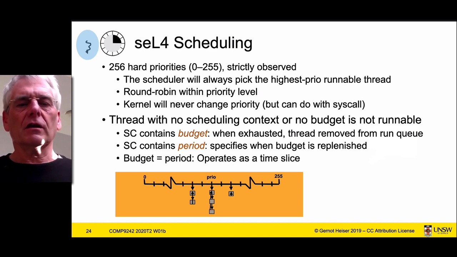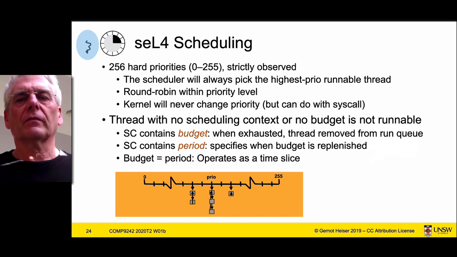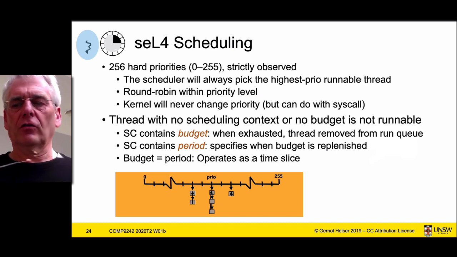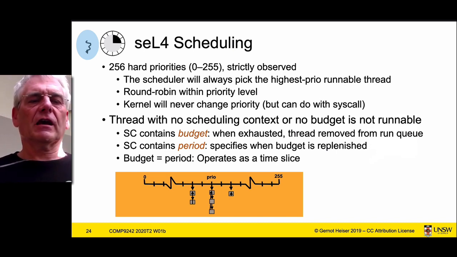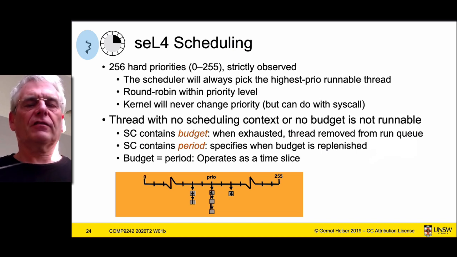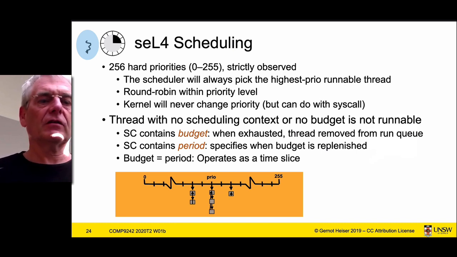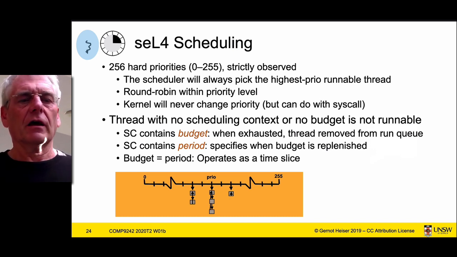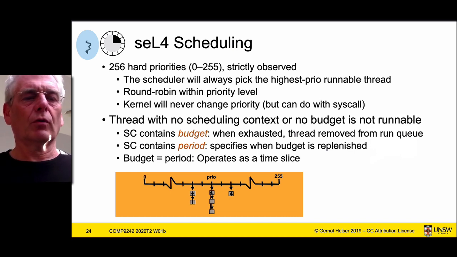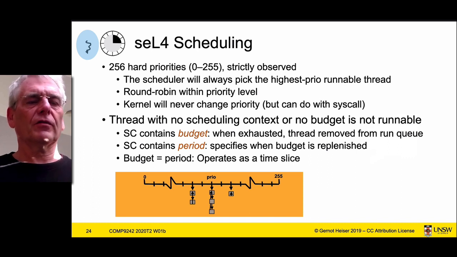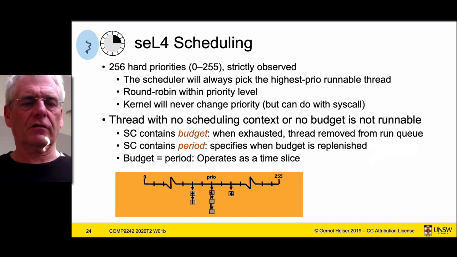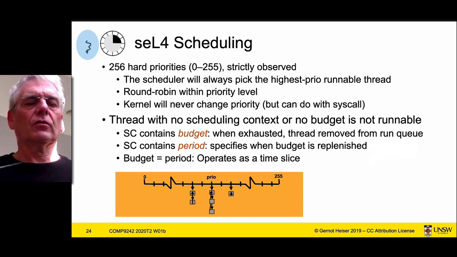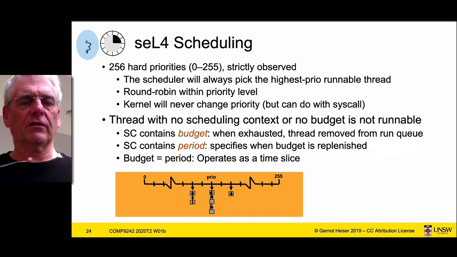The other important thing is, in order to run, a thread needs to have a scheduling context. As I said, this is the capability that gives you access to the CPU time. If you don't have that, you can't consume CPU time. And the scheduling context contains two important things. It contains a few other ones, but these are the most important ones to understand. It has a budget, and the budget starts being consumed when the thread is scheduled and executing.